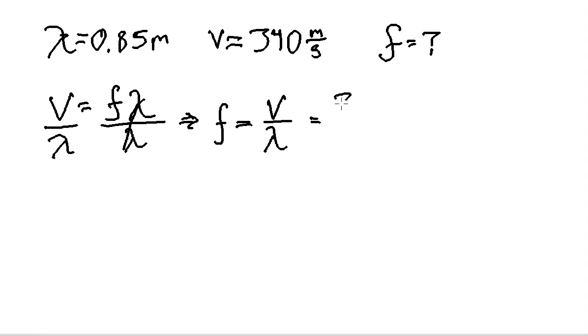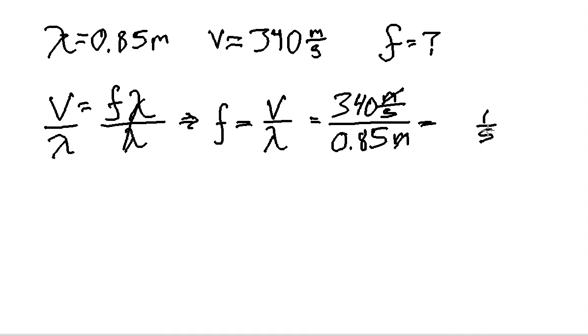The velocity we were given: sound travels through the air at about 340 meters per second. And the wavelength of this wave is 0.85 meters. Before I do the arithmetic, look what happens here. My meters cancel out, and I'm left with the units of seconds in the denominator. You don't see anything up top, but what you would have left is 1, and your units are going to be 1 over seconds.